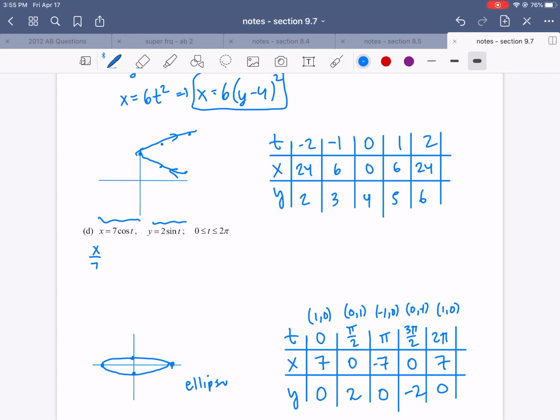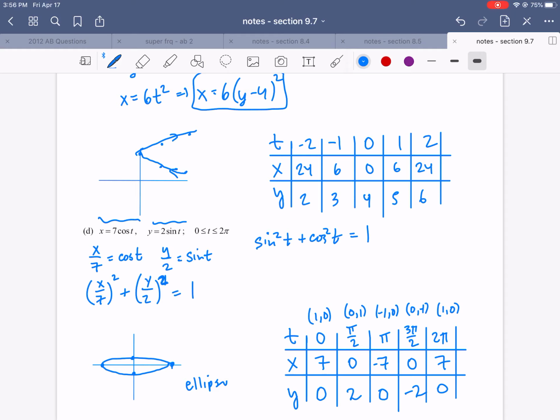So if I solve, x divided by 7 is equal to cosine of t, and y divided by 2 is equal to sine of t. And then I'm going to reach into my bag of tricks for trig, where I know this identity. I know that sine squared of t plus cosine squared of t, by a Pythagorean identity, is equal to 1. And so that's the identity I'm going to use to eliminate the parameter here. So this is going to be cosine of t squared plus sine of t squared, oops, sorry, that should be a 2, is equal to 1.